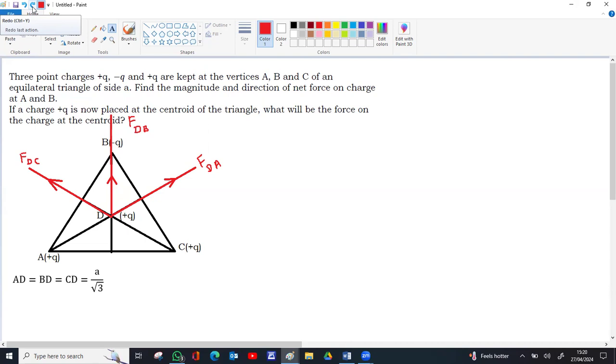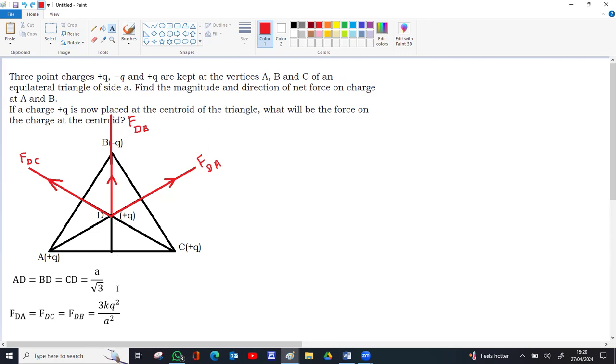K, Q1 into Q2, both are Q, by a square. Here a square means AD square, BD square, CD square, which will be a square by 3. So it will be K Q square divided by a square by 3, and the 3 will come up. So 3 K Q square by a square. That's the force on the charge at the centroid due to each of A, B and C separately.